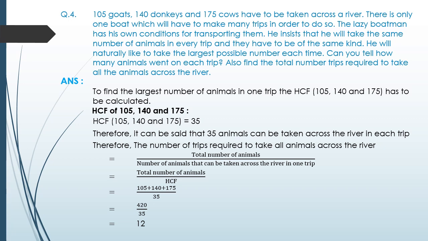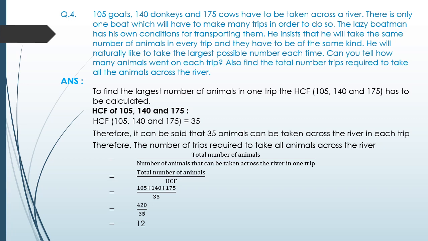If you have been given the number of animals, suppose 2 or 3 different kinds of animals, and if you are finding HCF of that, the unit for HCF will be number of animals only. It is not like that if you find HCF directly we are going to get the number of trips which that boatman needs to do.